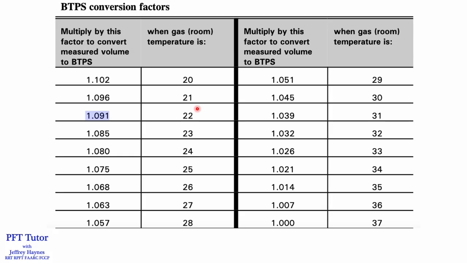So the BTPS correction factor is 1.091. So if the recorded FEV1 was 3 liters, the reported value would be adjusted to 3.27 liters. So if the temperature in the PFT software is reading falsely low, like 17 degrees C, the BTPS correction factor will be large and make all of the reported values inaccurately higher.